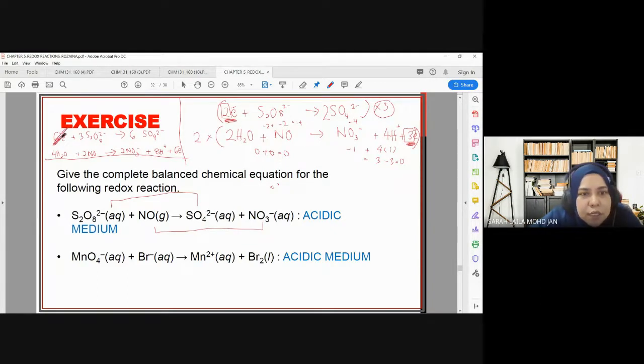Alright. So 6E, kita akan cancel 6E. Itu benda pertama yang cancel, elektron. The second one, you have to cancel the H2O and then H+. But in this case, tak ada H2O dan H+ di bahagian sini. Sini tak ada H+, sini tak ada H2O. So kita tambah saja these two half reactions. So dia akan jadi 3 S2O8 2 negatif plus 4 H2O plus 2 NO, menghasilkan 6 SO4 2 negatif plus 2 NO3 negatif plus 8H plus.